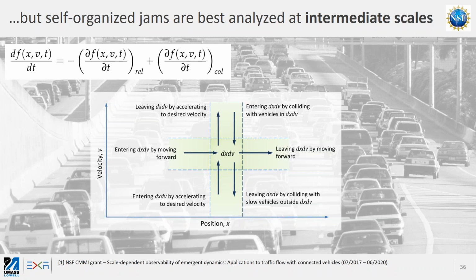I would just like to point out that one of these projects is being funded by the NSF to figure out which is the intermediate scale that best suits the observability of these emergent dynamics. So at what scale should we be observing traffic flow so that we can best predict what might happen?